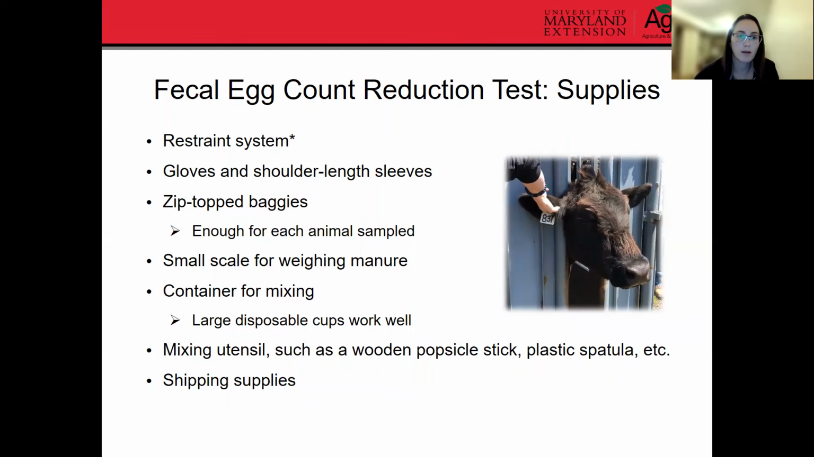You obviously want to have some gloves on hand, some containers or Ziploc bags to put the manure in. You want a small scale for weighing the manure, so you're ensuring equal representation from every animal in that composite sample. You also want a container for mixing that big composite sample together. I like to use large Solo cups, but anything like that would work fine. And you need a mixing utensil. Disposable ones are great. I don't recommend using things from your kitchen. And then you need some shipping supplies.